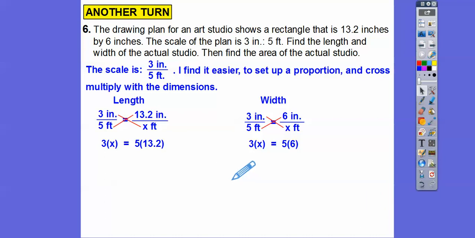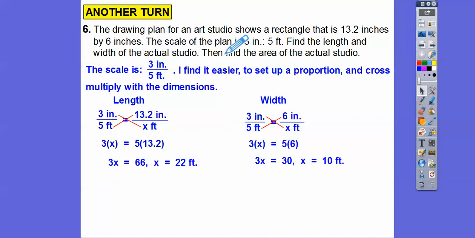And then cross multiply. It's so much easier, okay, to me. So let's multiply these, and then divide by 3. And then, 5 times 13.2 is 66. So 3 goes into 66, 22 times, 22 feet. 5 times 6 is 30. 3 goes into 30, 10 times. So there's our dimensions, 22 feet by 10 feet.